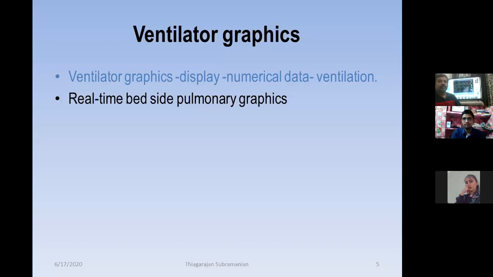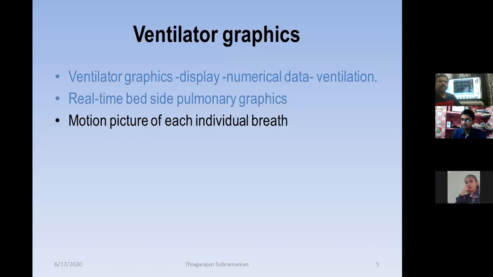A kind of motion picture of each and every individual breath can be analyzed by ventilator graphics. It is presented with a common plot control method of different variables, which can be on the vertical axis as well as the horizontal axis of the ventilator graphics, which can be measured and easily assessed in this particular area. These can be called by different names, scalar graphs and plots.